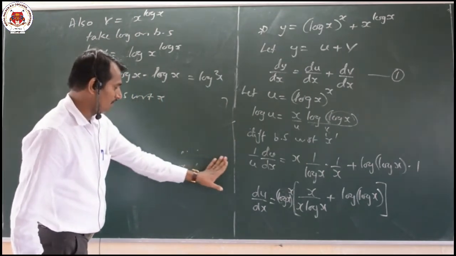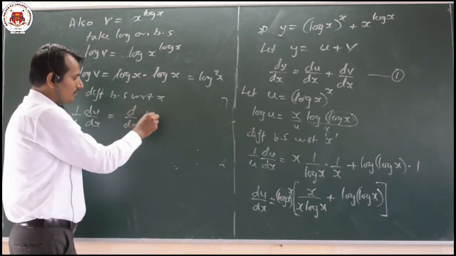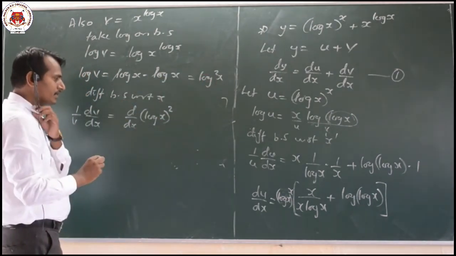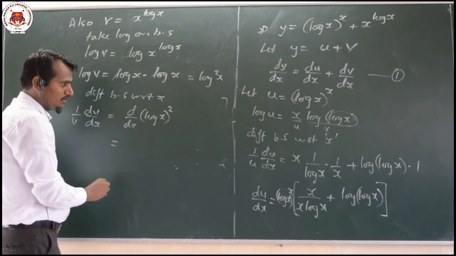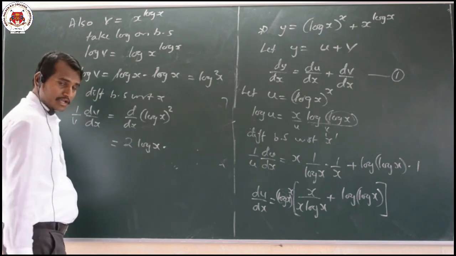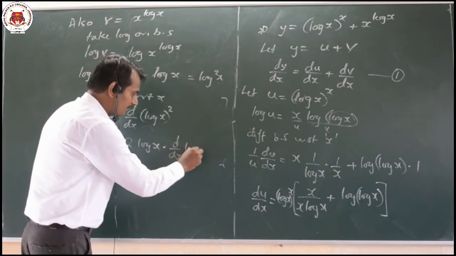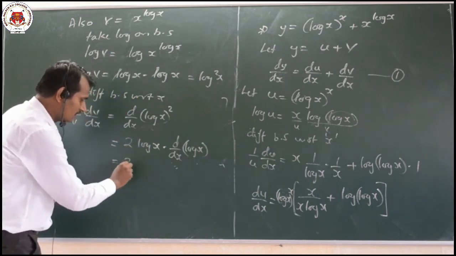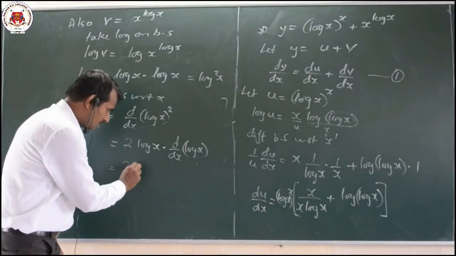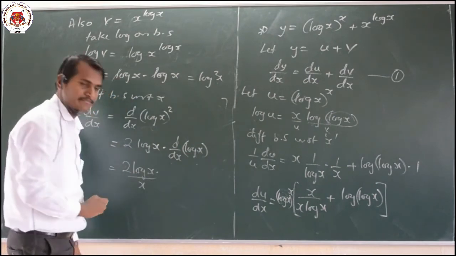Which is equal to d by dx of log x whole square, or log square x. Same it is. Differentiation of x square will be 2x, so here it is 2 log x into further differentiation of log x, d by dx of log x. Now that is nothing but 2 log x as it is. Differentiation of log x is 1 by x.